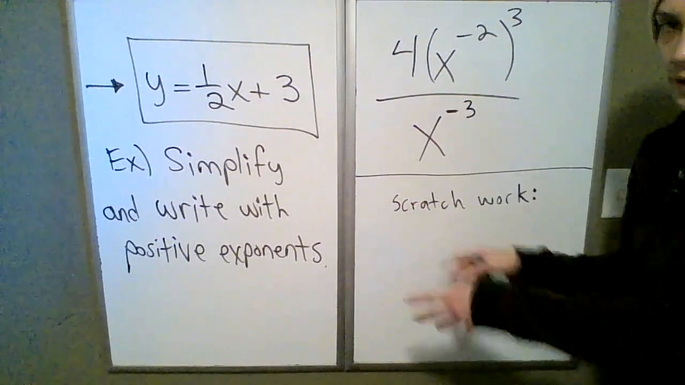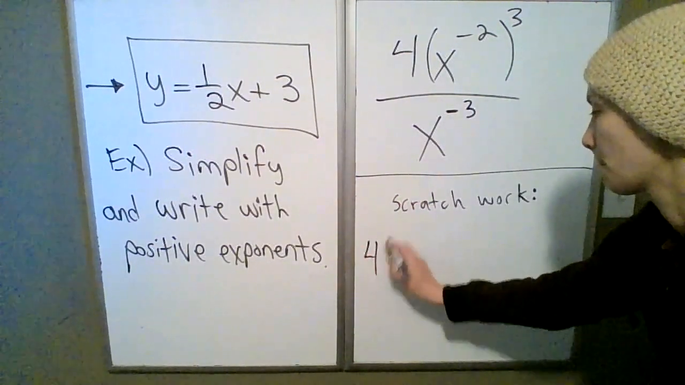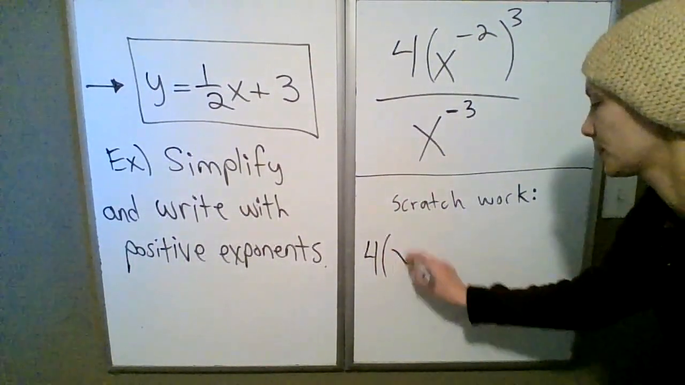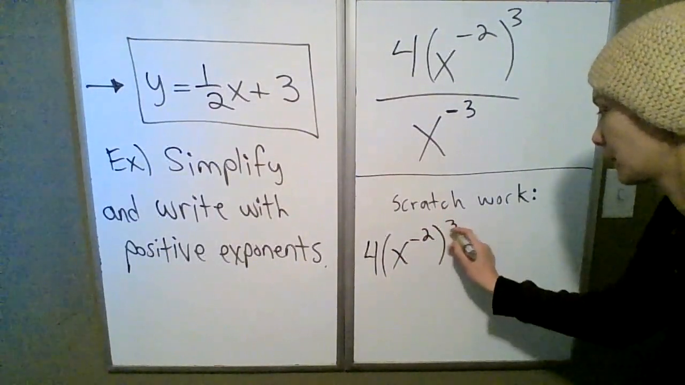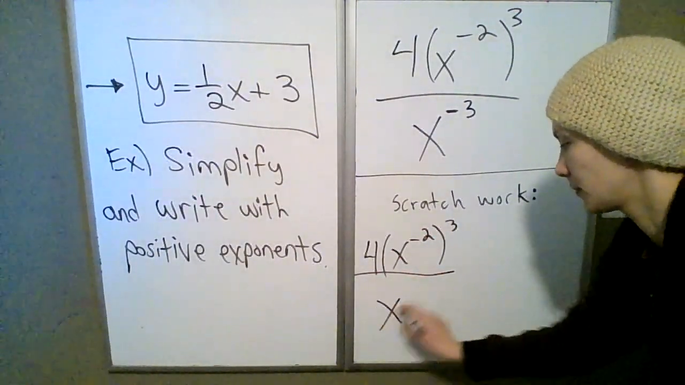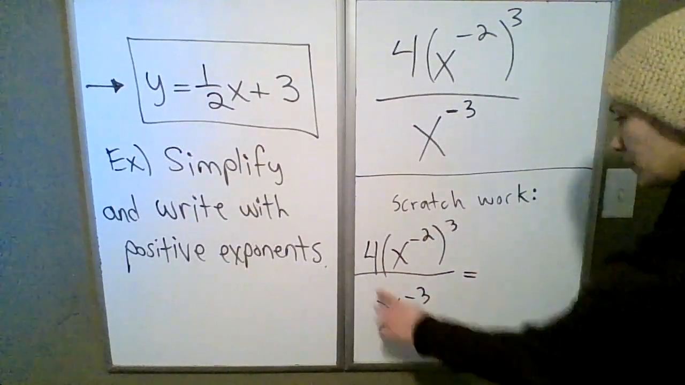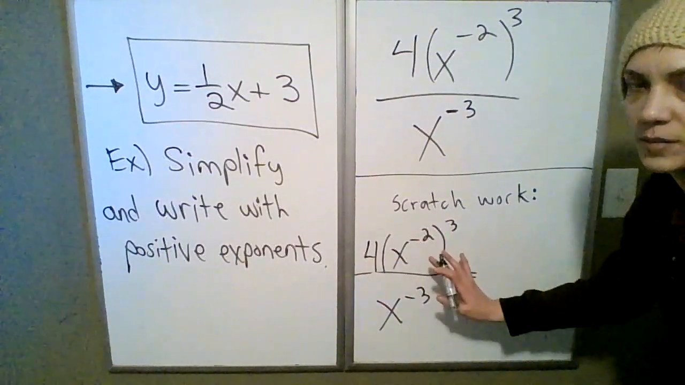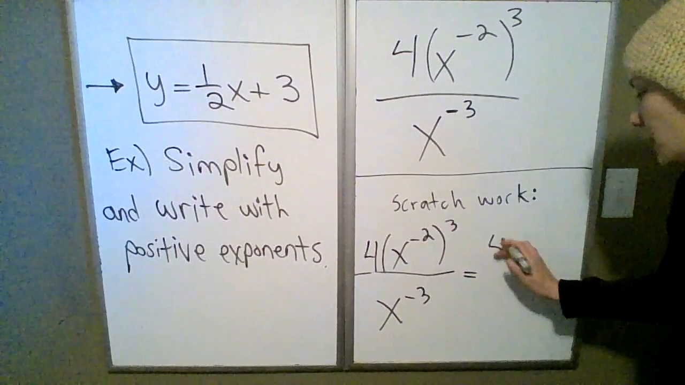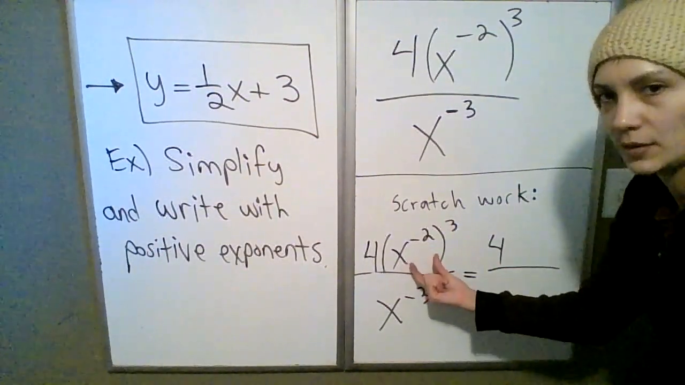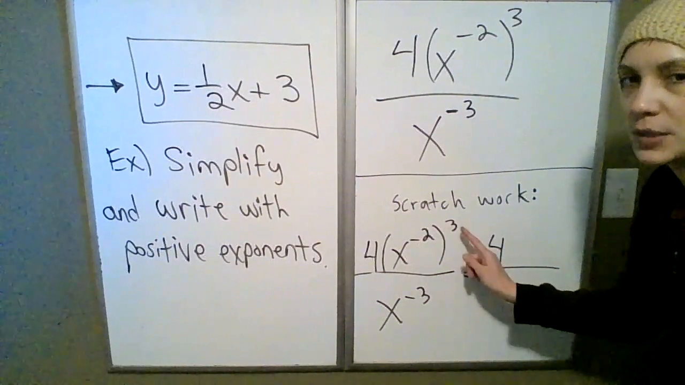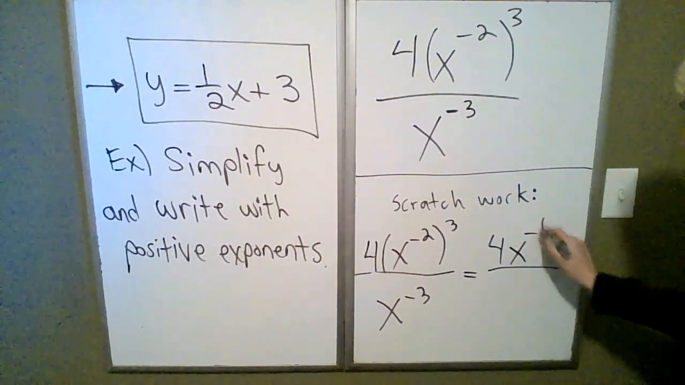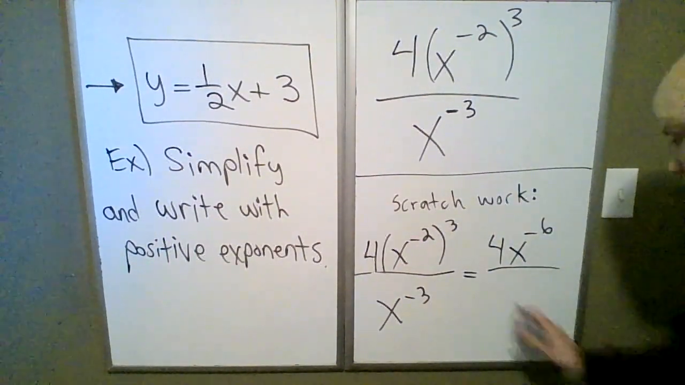Okay, let's just copy this down. So this 4 is just multiplied outside of the parentheses, so we copy it down. It's that x value that has a power to a power. We'll multiply those powers together and get x to a -6. It's over the x to the -3rd.